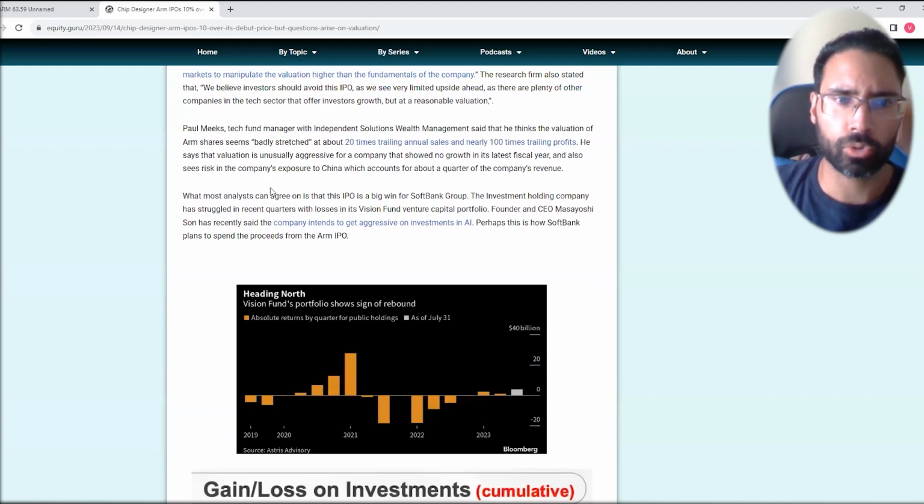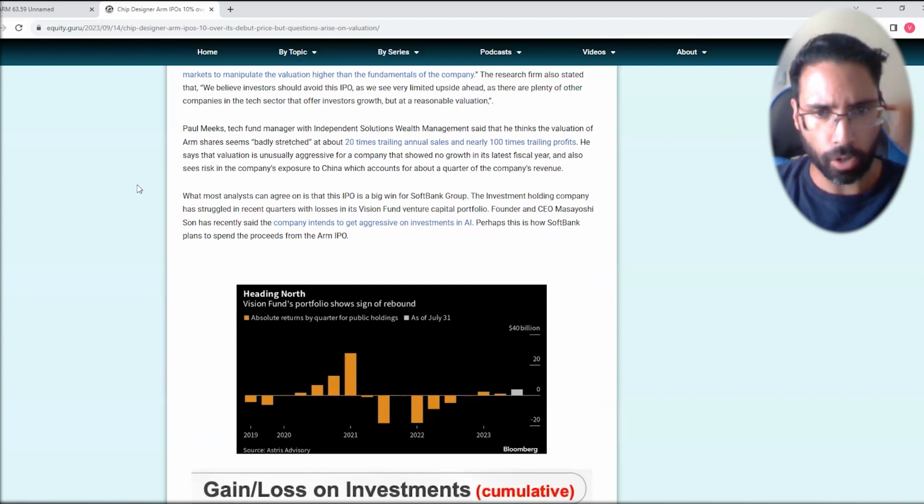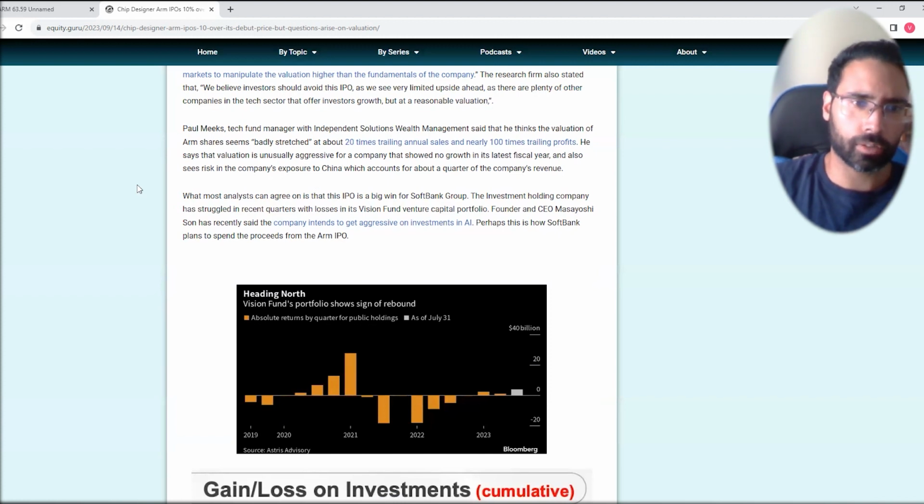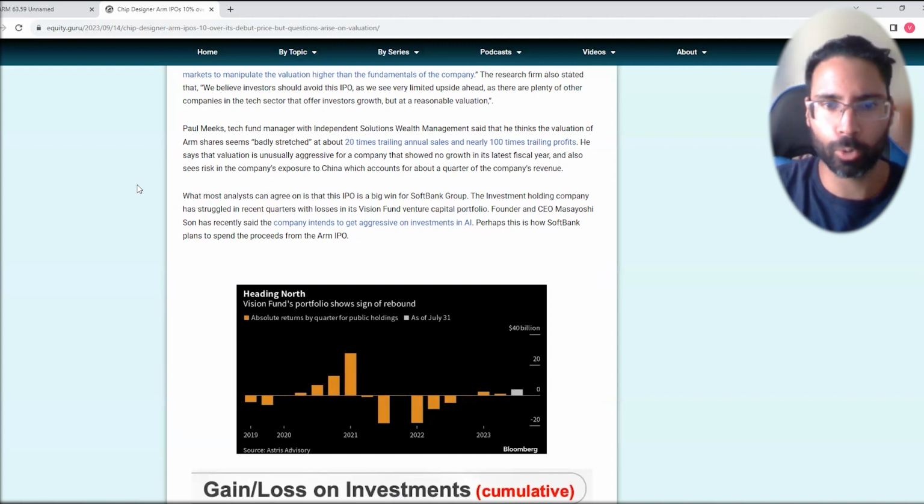A tech fund manager also sees some risk with the company's exposure to China, which accounts for about 25% of ARM's revenue. Okay, so a big debate between if it's valued properly or if it's not.